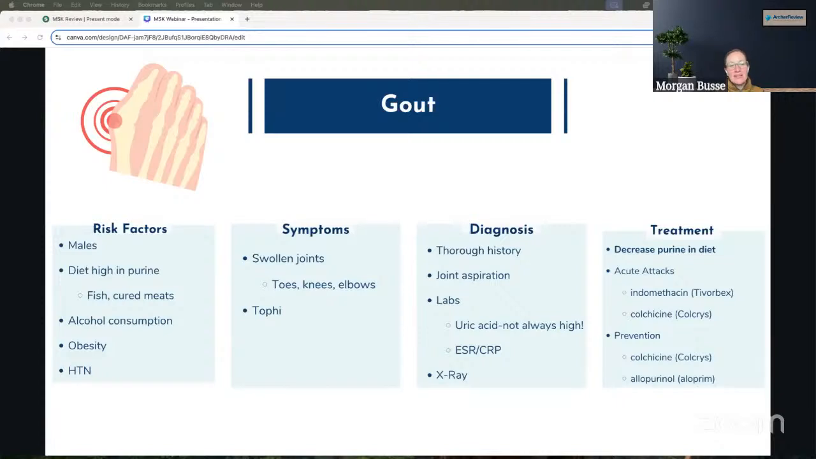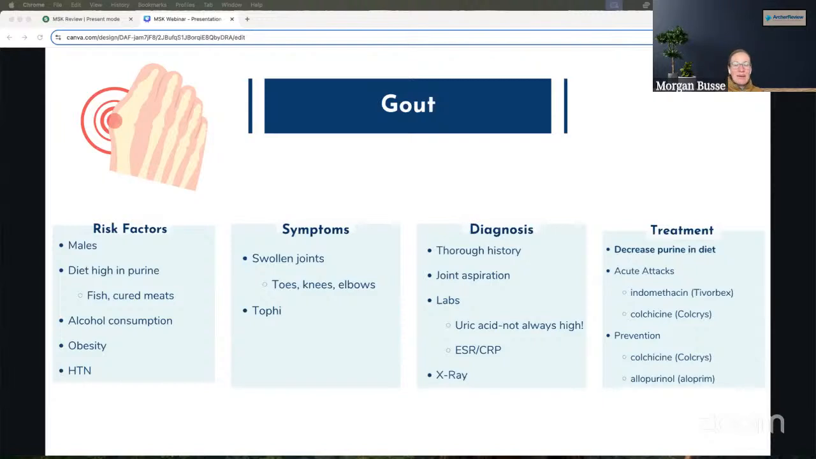I think of males, but it can happen in females as well. Diet high in purine is what they think. So fish, cured meats tend to kind of cause those flares. So somebody says, I was at a barbecue yesterday, and then I woke up and my big toe is super swollen, red, hot to the touch. Could be in the knee, could be in the shoulder. But we think of those toes as being kind of that hallmark sign.